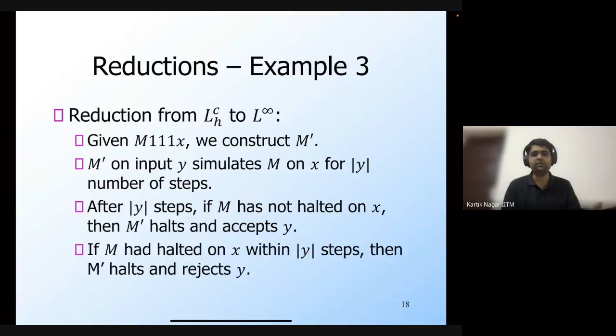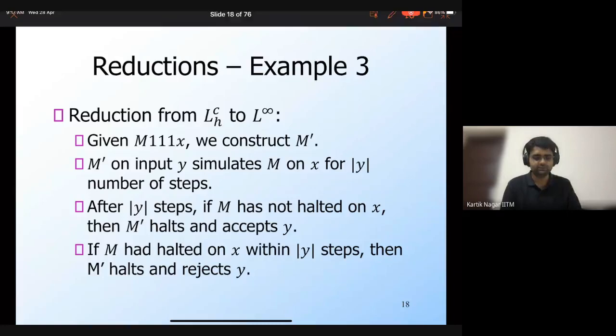But if M has halted on X within some mod Y steps, then M prime will halt and it will reject Y. So this means that if M halts on X, let's say in N steps, then M prime is going to accept all the inputs whose length is less than N. But for all inputs of length greater than or equal to N, it's not going to accept them. So that's why the language of M prime will be sigma star if and only if M does not halt on X. So is that clear? Okay.